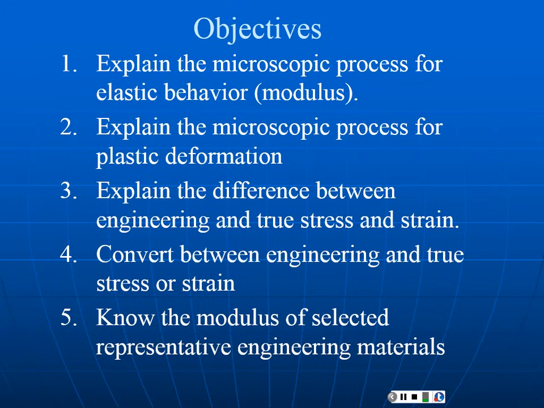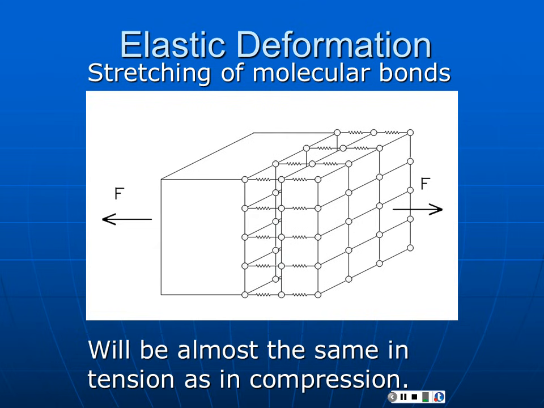Okay, welcome back. Today we're going to be looking at the microscopic processes for elastic behavior, which is the modulus. This is the measure that we use for elasticity. We're also going to look at processes for plastic deformation. And as we look at some real data, we're going to discover that engineering stress and strain have some problems. So we're going to look at a solution to that problem, true stress and true strain, and give you the tools to convert between them. And obviously I gave you modulus values last discussion, and you should, at this point, know those values.